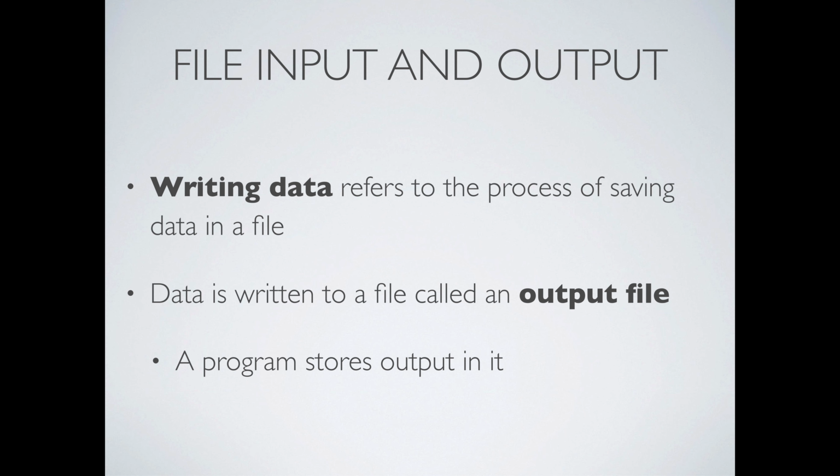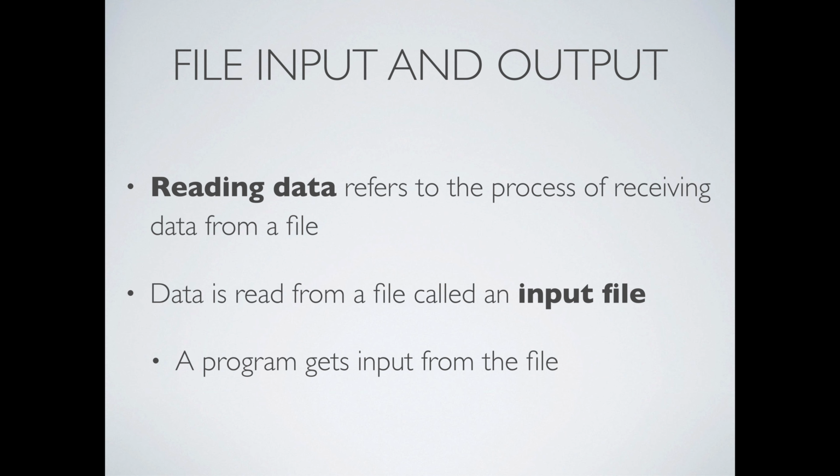This different file that you're going to put it into, this is what we consider an output file. We call it an output file because our program, the Python program, is creating output that is being placed somewhere else. That somewhere else just happens to be in another file instead of on the screen as output. So again, an output file is a file to which a program stores data.